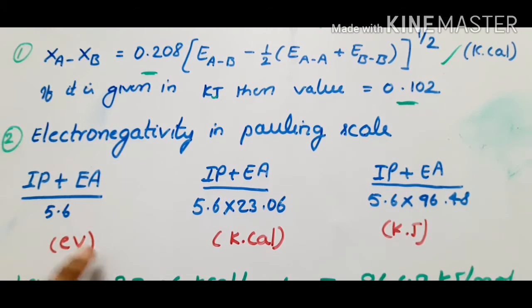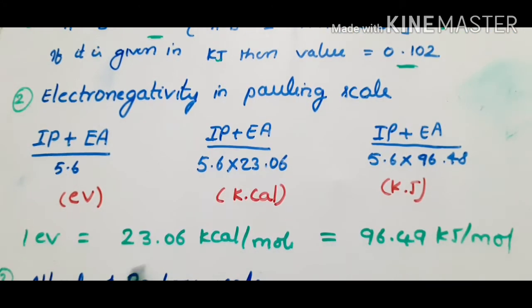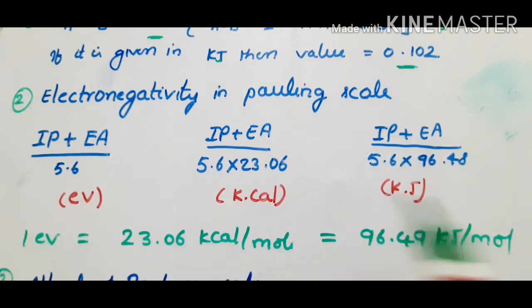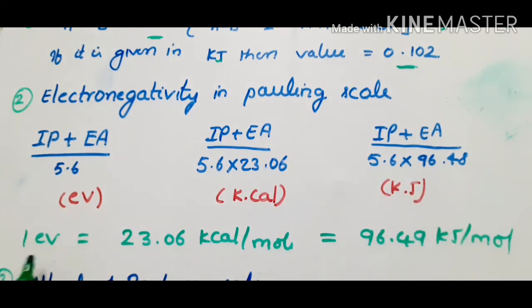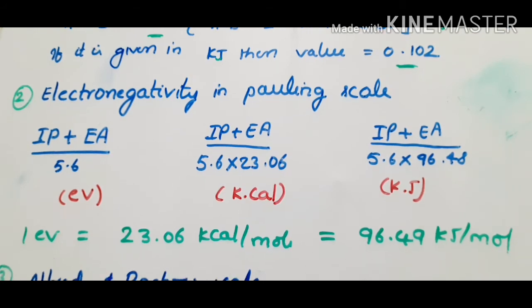This is worked out when the energy is given in electron volts. When the energy is given in kilocalories, 5.6 into 23.06 will come, because 1 electron volt equals 23.06 kilocalories per mole. If the energy is given in kilojoules, the electronegativity can be calculated using this formula, 5.6 into 96.48, because 1 electron volt equals 96.49 kilojoules per mole. These are the different formulas.